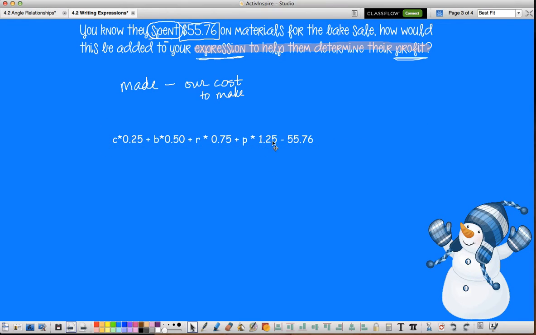Okay? You do not need to put this first part in parentheses either because the order of operations tells us to do this first. It tells us to do all the multiplication first, and then it tells us to add from left to right. So we would have to add each of these things together after we multiplied before we could subtract.